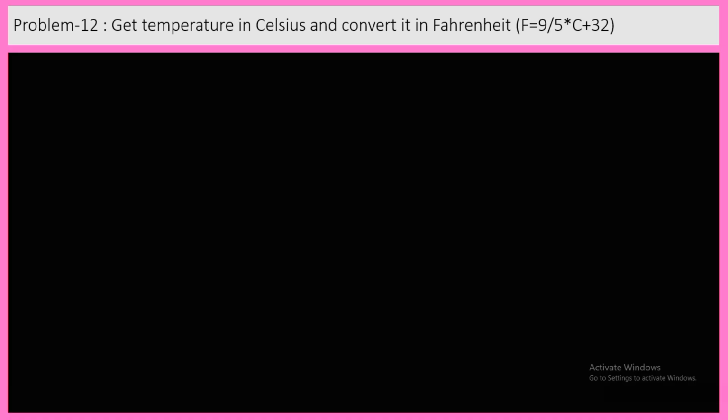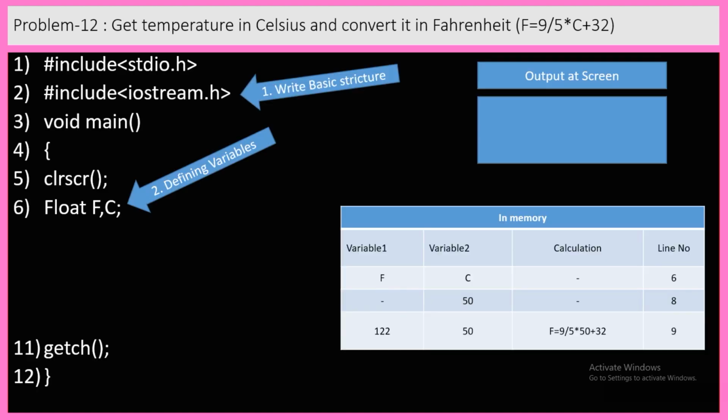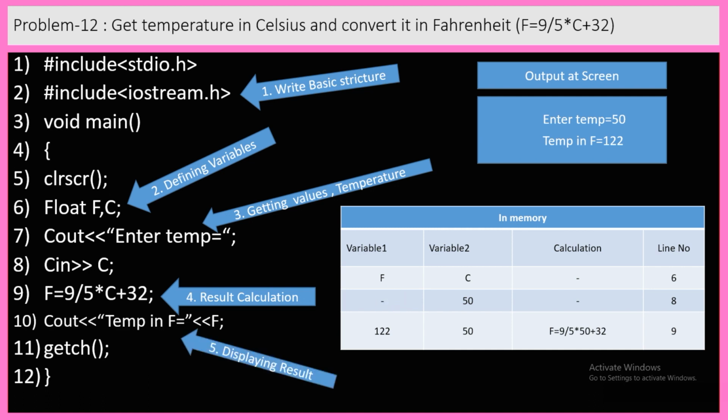Problem 12 is get temperature in Celsius and convert in Fahrenheit. Formula is given. In first step, write down the basic structure. Define variable in float, Fahrenheit and Celsius. Get values of temperature in Celsius. For converting this value, use this formula: F is equal to 9 by 5 into C plus 32, and in final step, show the result.